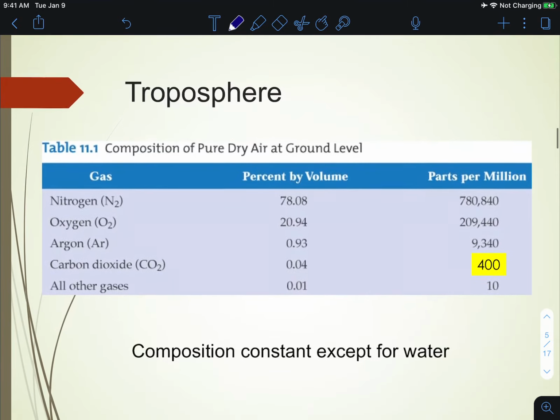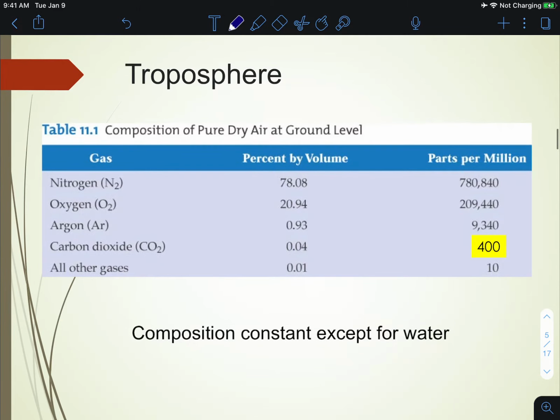This next slide also shows some characteristics of gases in the troposphere. And over time, this number has increased as I've taught these classes. We're up around 400 parts per million. Percent volume is given, and also parts per million. We've learned about parts per million a little bit in lab, I believe. ppm. So there's only one significant figure here, and that's why it's 0.04.